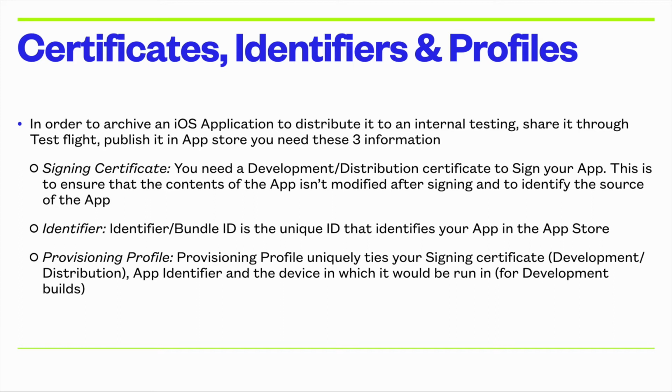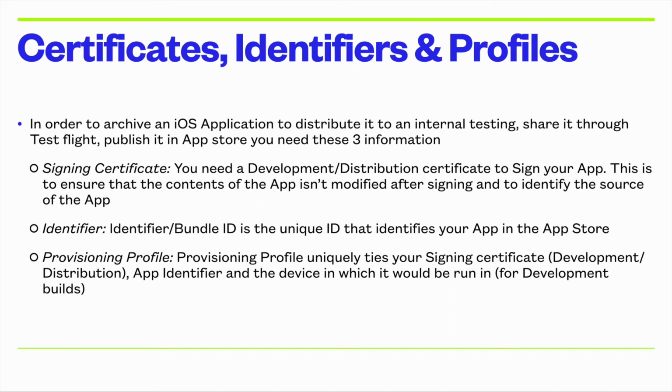So what are identifiers? Identifier or bundle ID, as we see in the signing and capabilities tab in target settings, is the unique identifier that identifies every application in App Store. It is just like purchasing a domain, just that in this case, the bundle ID might not be visible in most cases to the customers.